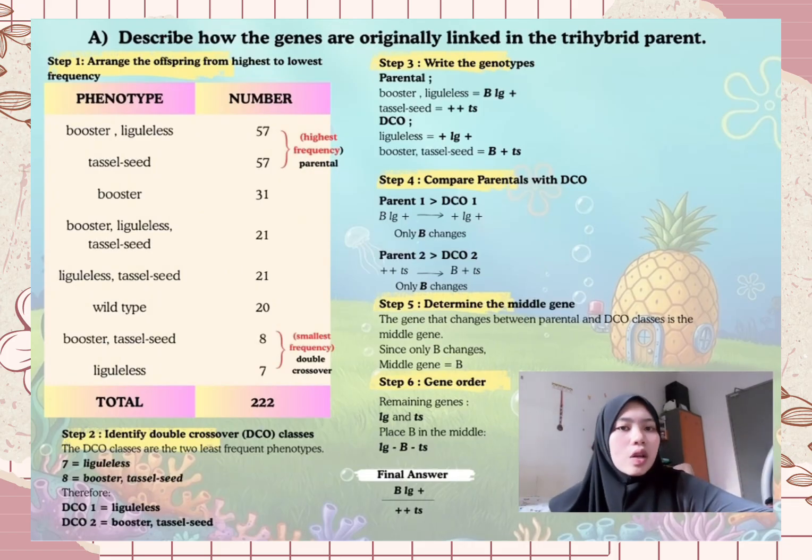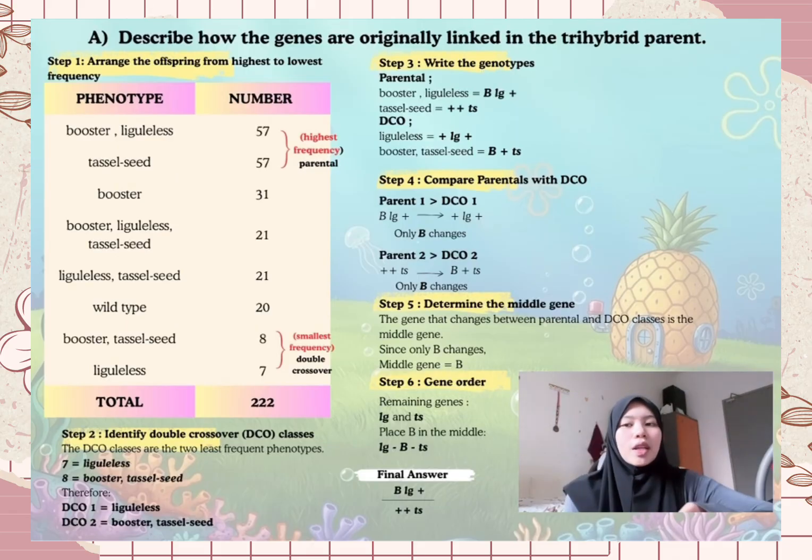To determine the gene order, I compare the parental classes with the double crossover classes. When I compare booster liguleless with liguleless, only the booster gene changes. Similarly, when I compare tassel seed with booster tassel seed, only the booster gene changes. In a 3-point test cross, the gene that changes between the parental and double crossover classes is the middle gene. The gene order is liguleless, booster, and tassel seed.